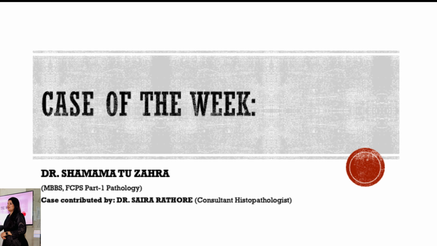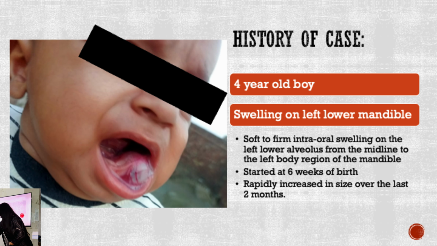This is Dr. Shamama, and today we're starting a new series, and this is going to be the first case of the case series. It's a 4-year-old boy who presented with a swelling on the left lower side of the mandible. It extended from the midline to the body of the mandible, with a soft to firm intraoral swelling. It started at 6 weeks of birth, and it rapidly increased in size over the last 2 months.